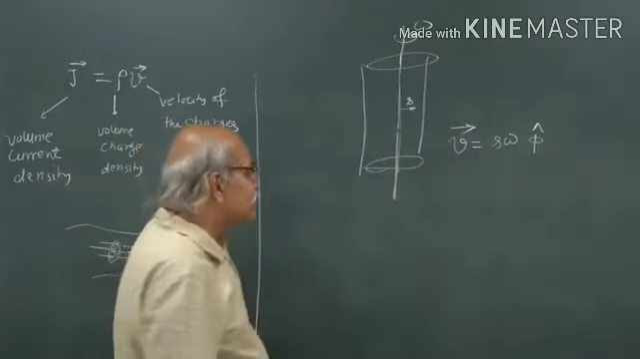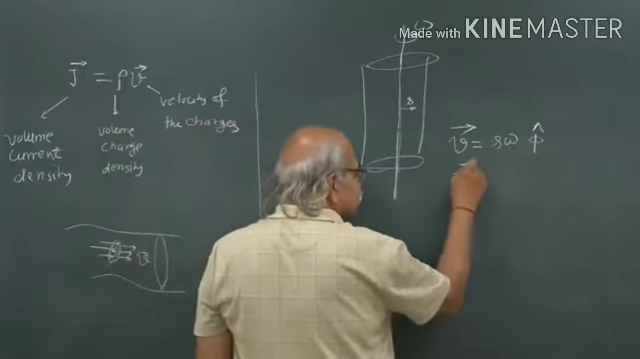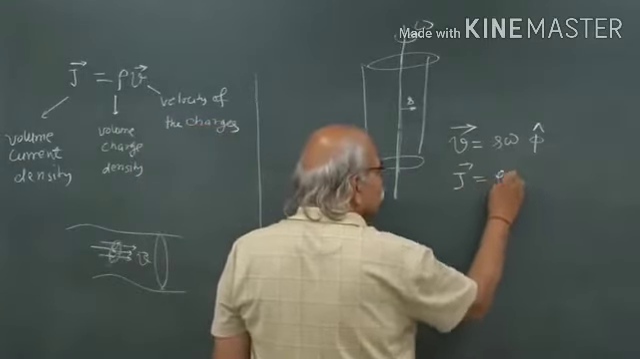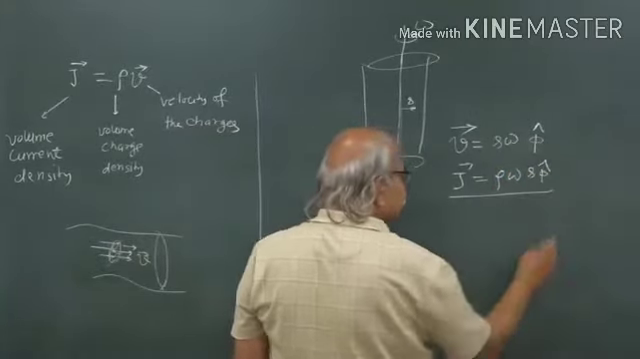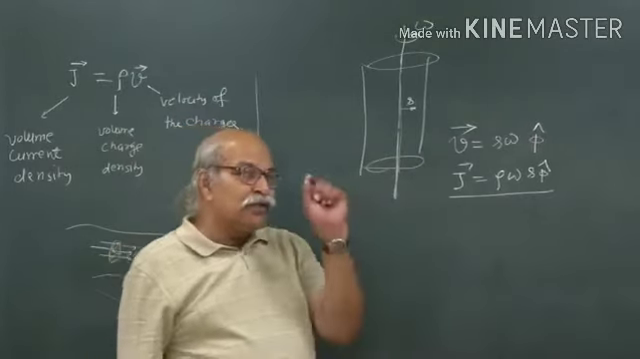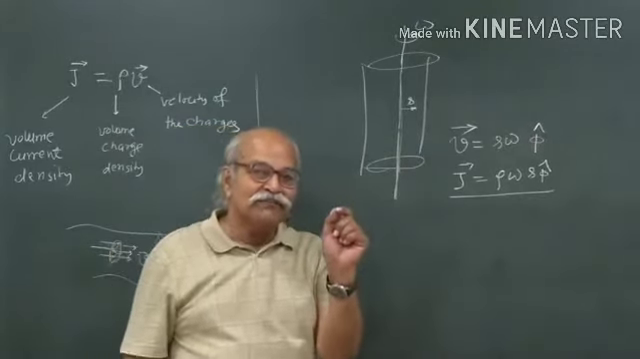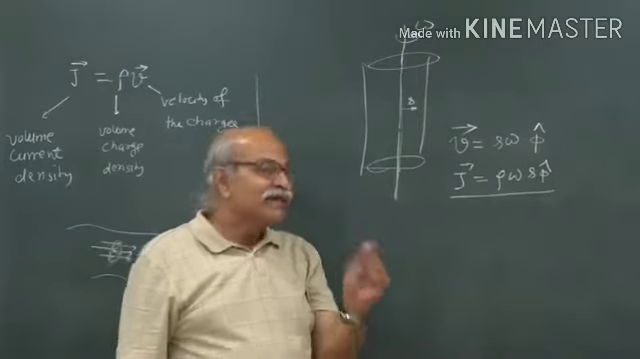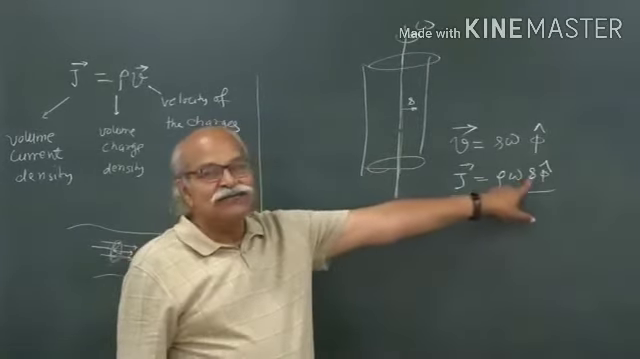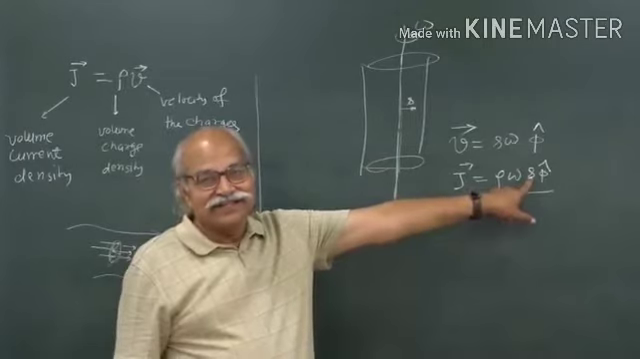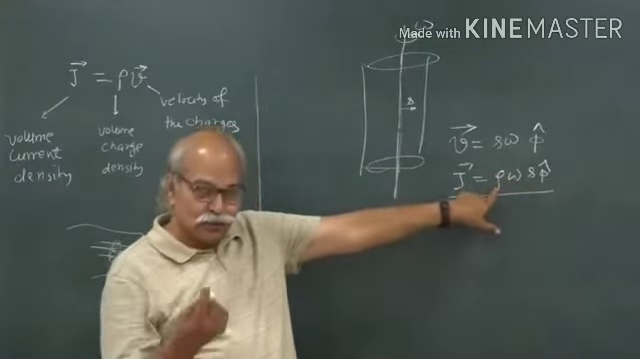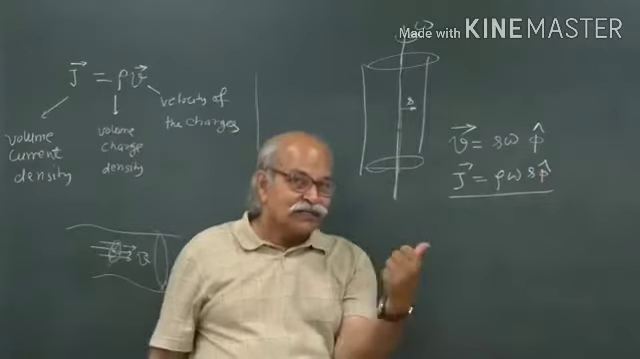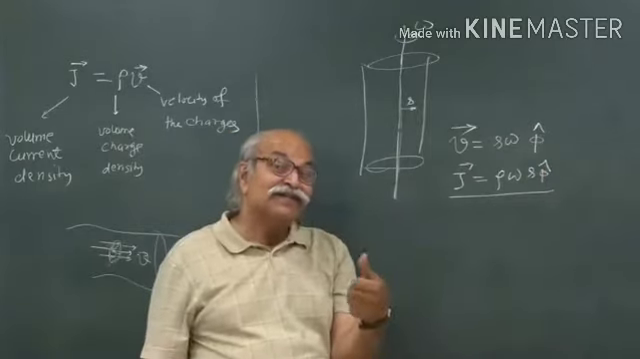I will just explain what it is. Let me complete this. So, J will be rho, then omega s, and then phi cap. This is the current density. At any point, you pick up a point and ask how much is the current density. I will ask at what distance from the axis this point is, that is s. I will multiply by omega, multiply by rho, the charge per unit volume, and then put in the direction of velocity, and therefore this is the direction of current.